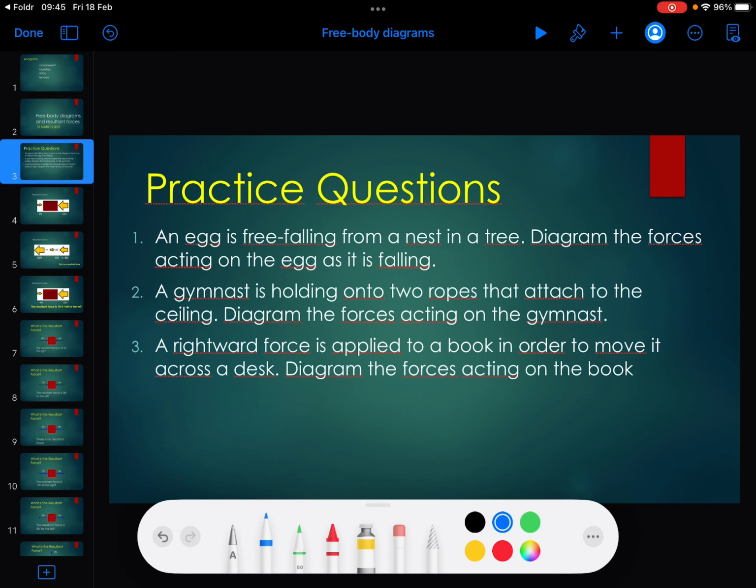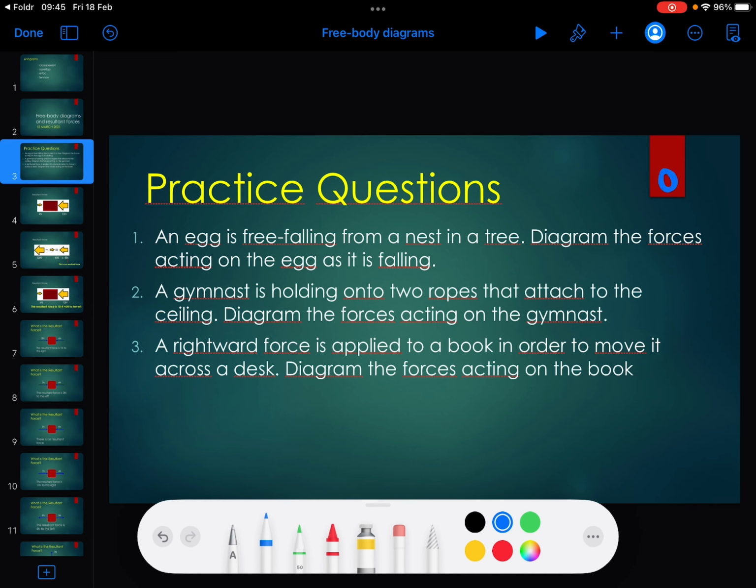So pause the video, have a go, and I'm going to go through what they should look like in a moment. Okay, so I'm going to draw them on here. An egg is free falling from a nest in a tree. Don't worry, no eggs are harmed. Diagram the forces acting on the egg as it is falling.